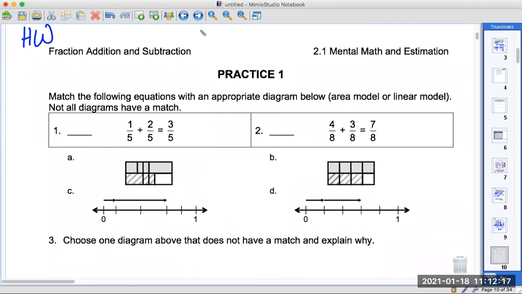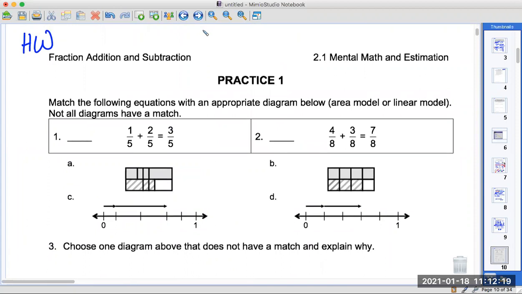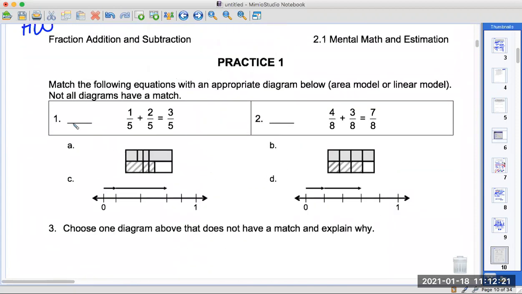And I think all of that is something you can do. I'm only giving you clues on number 1 and 2 because you're supposed to match a picture with this problem. So this is 5 parts. So which one has 5 parts? It's actually the number line. This is called a linear model. Match the following equations with an appropriate diagram below: area model and then linear model.